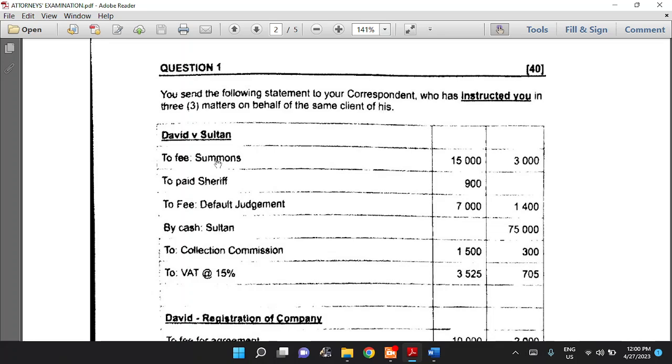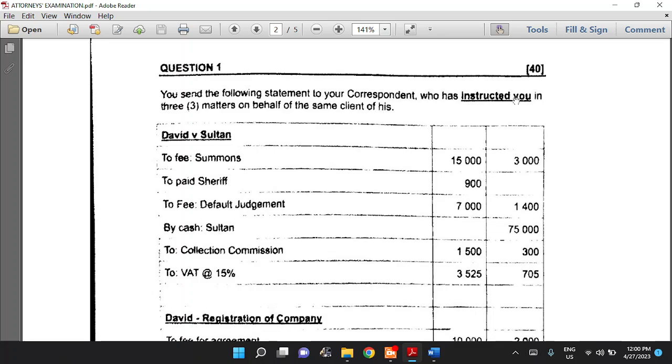Question 1 says that you send the following statement to your correspondent who has instructed you in 3 matters on behalf of the same client of his. So here we look at how the question is addressing you. This question was addressing you as the instructed. So you received instructions. The "you" is the important part of the question. You are the instructed correspondent. The client does not belong to you. You are just the one who's being instructed by another attorney. So you use the instructed correspondent, which we cover here at Simplified Academy. So the correspondent, here you are a VAT vendor.